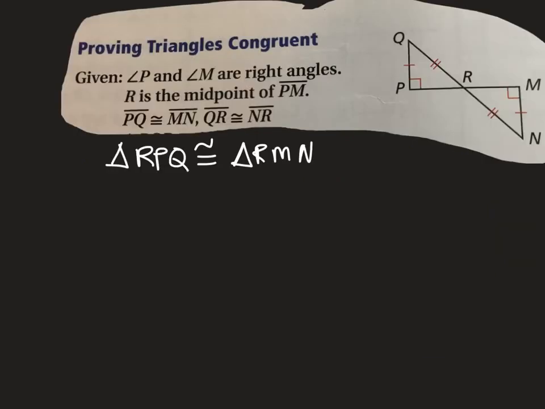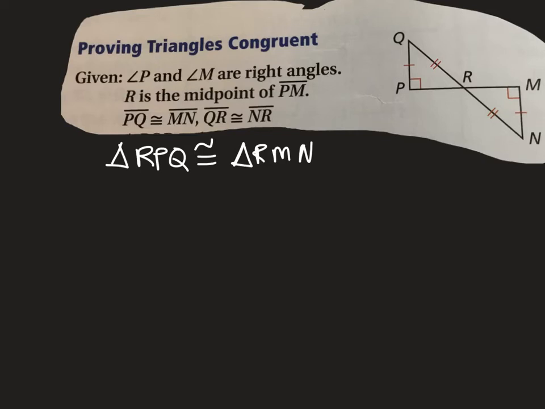Okay, so here we have a proof that they're asking us to do. They want us to show that these 2 triangles, triangle RPQ and triangle RMN, are congruent. And the way we're going to do that is we're going to show that all 6 pieces of the triangle make congruent pairs. So we have 3 pairs of congruent angles, 3 pairs of congruent sides. So let's start with, we're going to do it on 2 slides.